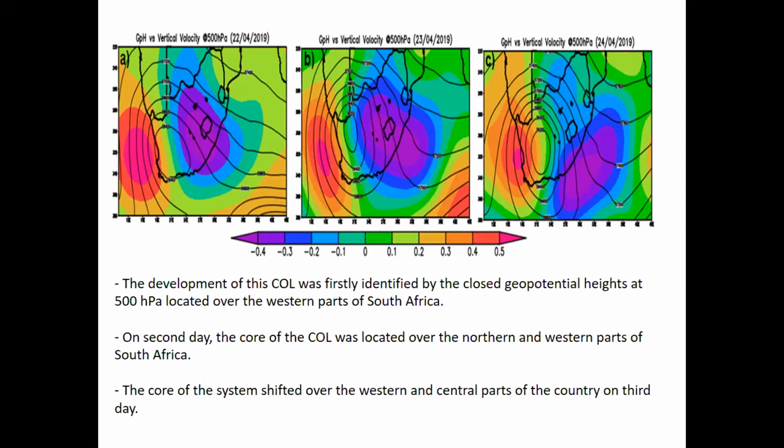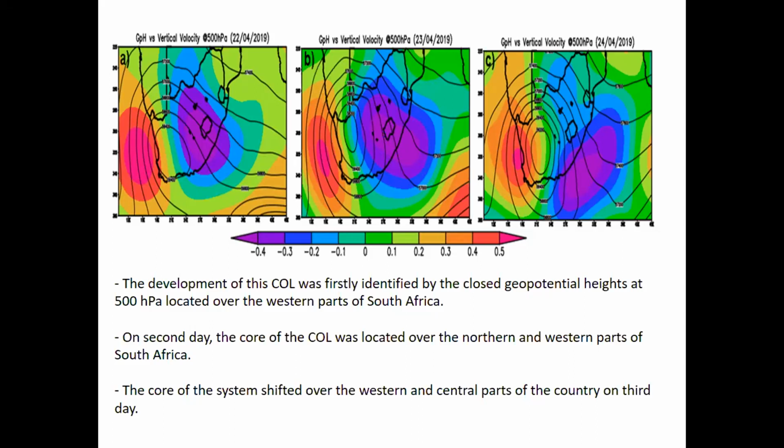So when we look at the development of this cutoff low, it was firstly identified using geopotential heights, and we used 500 hectopascals, and it was located over the western part of South Africa. And these are the different days: the 22nd, the 23rd, and also the 24th. And you can see the differences in the location of this weather system as you move through these days.